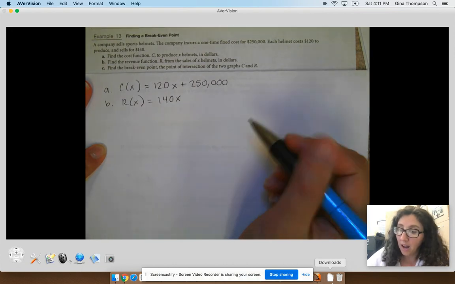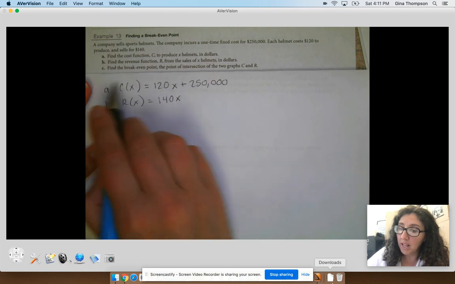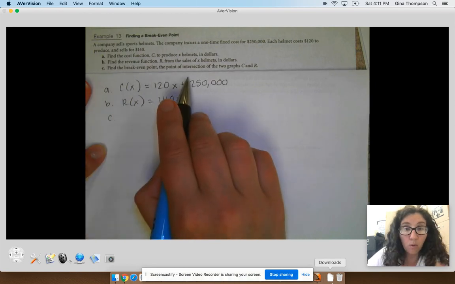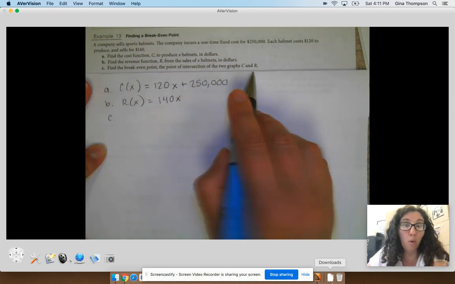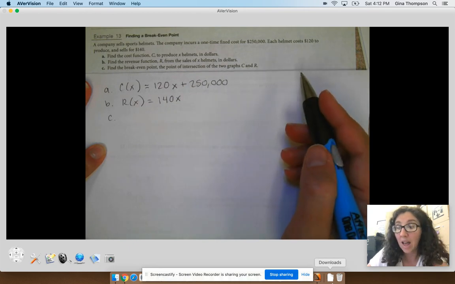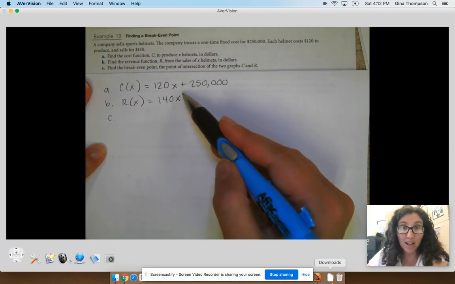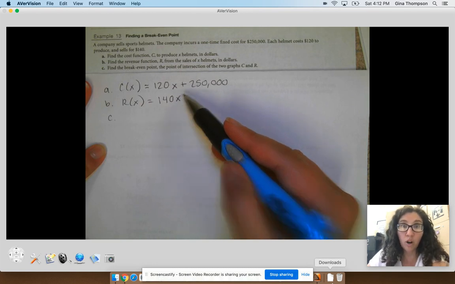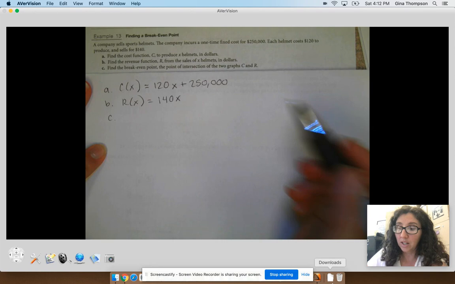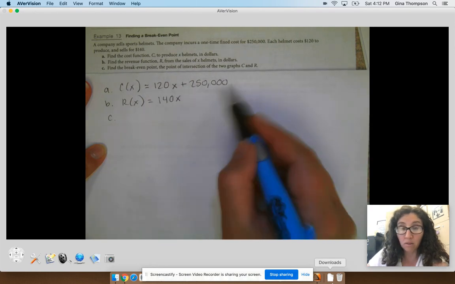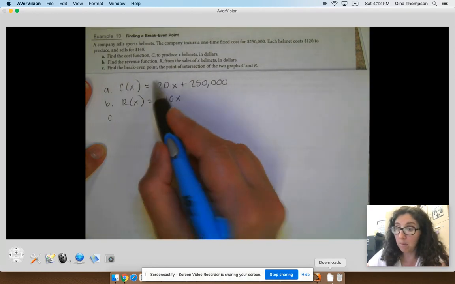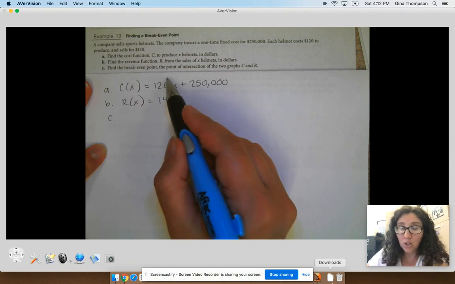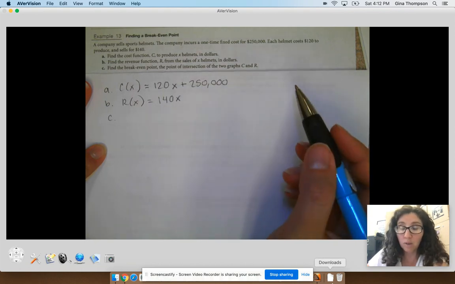Now, in part C, they ask us to find the break-even point, which means the point of intersection of the two graphs. This is important if you ever start a business, right? How many helmets are you going to have to sell to break even, before you can start making a profit? Because you had to pay a whole bunch of money to start, and then you have to pay money every time you make a helmet. How many do you have to sell before you break even and start making money?